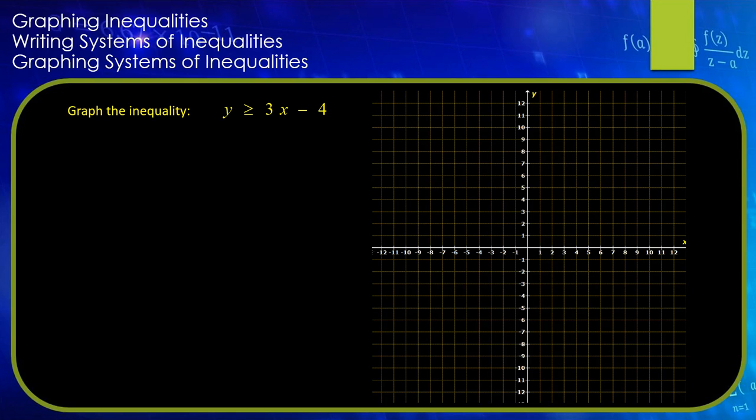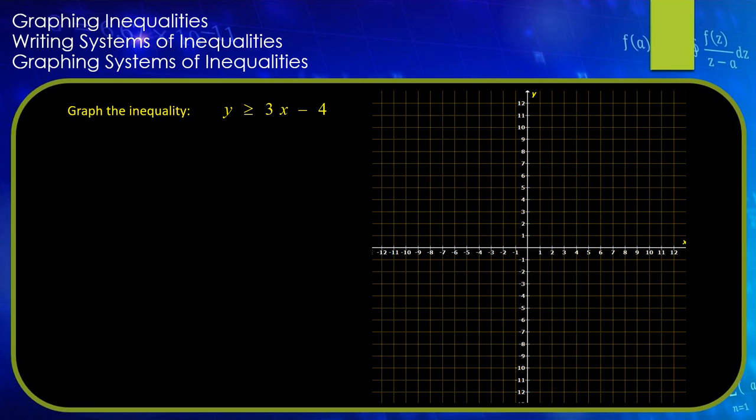So you're asked to graph this inequality. y is greater than or equal to 3x minus 4. Pause a moment to graph this and then compare your answers to mine once you continue this video. Well, this one's already in slope-intercept form. The only thing that's different is that, instead of an equal to sign here, I have this greater than or equal to sign here.